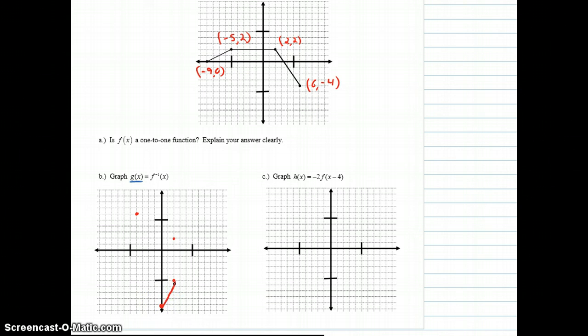This line right here is the inverse of f of x. Well, not a function, but it does show up. The second problem is taking our functions, going to this. x minus 4 says right 4 units, the negative says flip vertically, and the 2 says stretch vertically by a factor of 2.